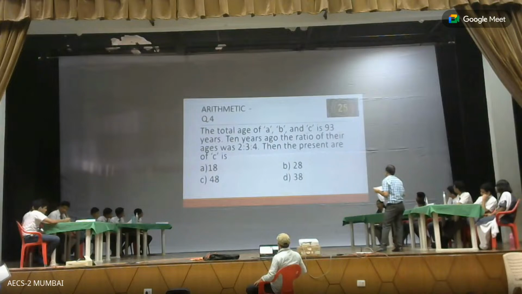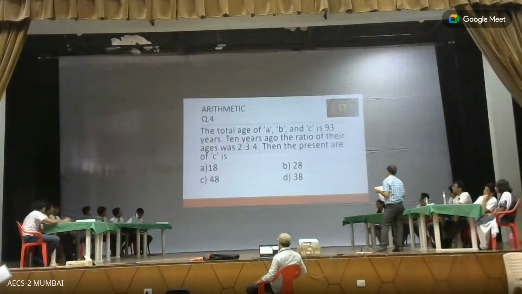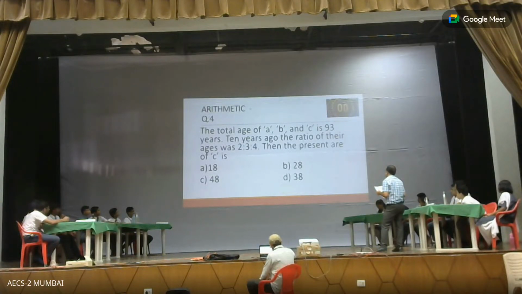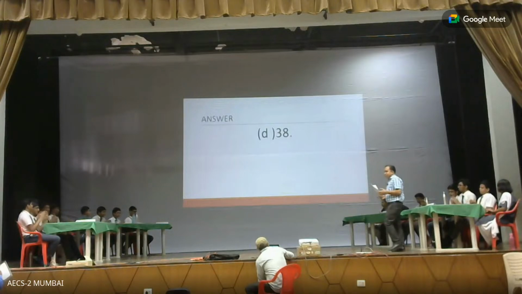A, B, C, total age 93 years. The ratio of their ages 10 years ago is given. You have to get the present age of C. You need to be quick. It's non-passing. No issue, you can speak. Option D, 38. Time also finished. Option D, 38 is the right answer.